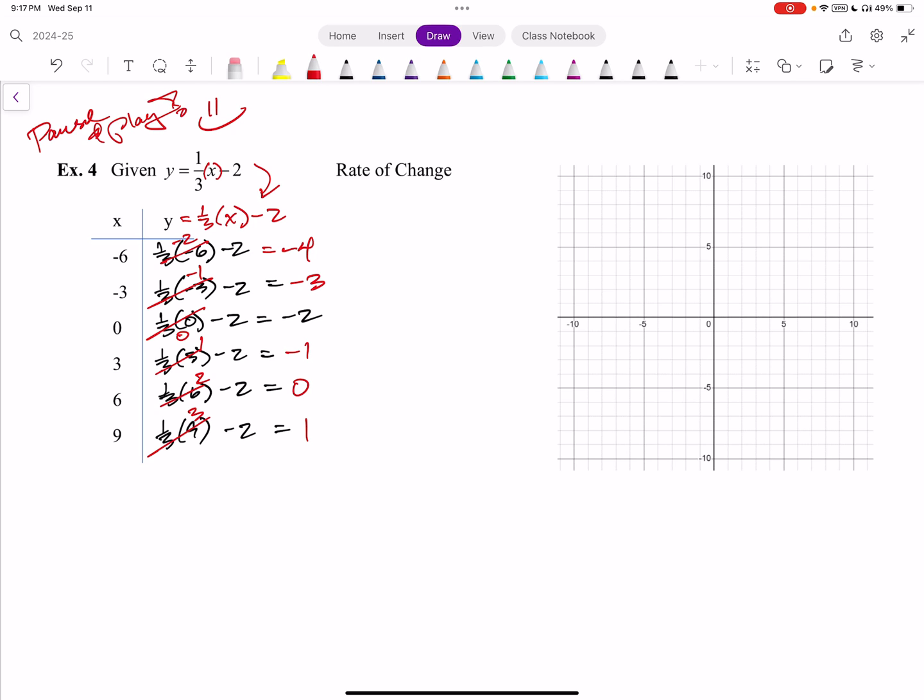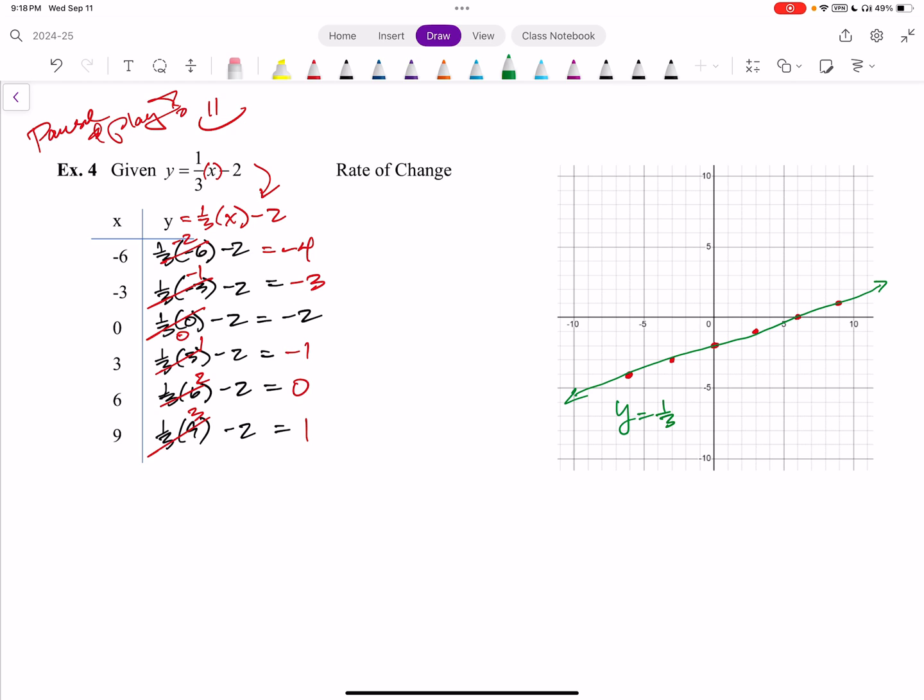Okay, so if we graph these points, negative 6 comma negative 4 is left 6 and down 4. Negative 3 comma negative 3 is left 3 down 3. 0 comma negative 2 is down 2. 3 comma negative 1 is right 3 down 1. And then 6 comma 0 is just right 6. And then 9 comma 1 is right 9, up 1. And then, of course, you draw your function. Okay, and there's your linear function.